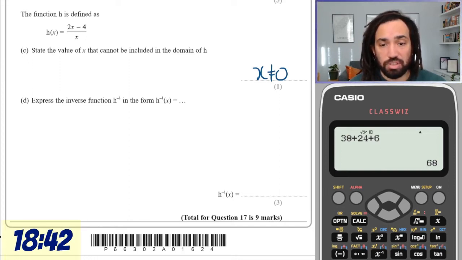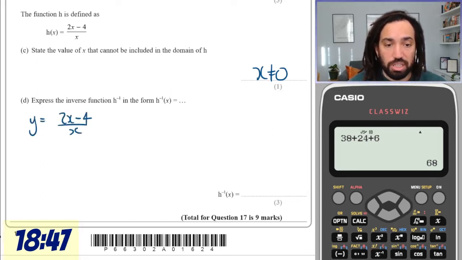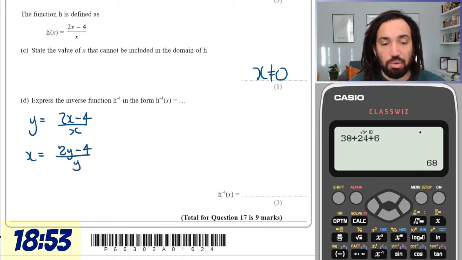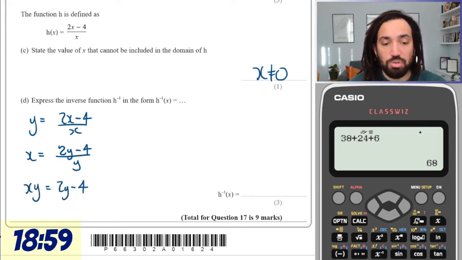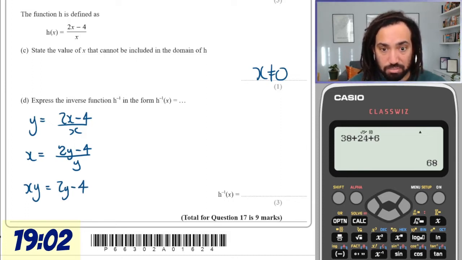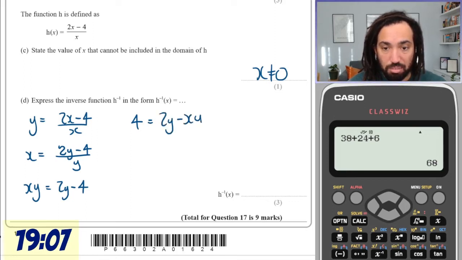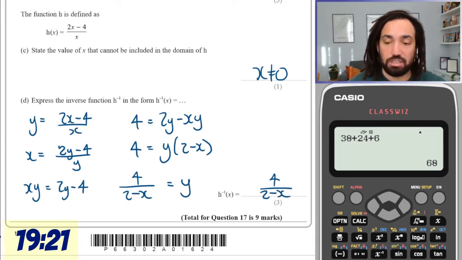Express the inverse function of h of x. Fine, we set y equal to it. We then swap every x for y and every y for an x, and then we make y the subject again. So we multiply up. I'll move everything over. I'll move the 4 over to this side, and I'll move the xy over to the other side, and I'll take out a factor of y, and then I'll divide through by that factor of 2 minus x, so I get 4 over 2 minus x.